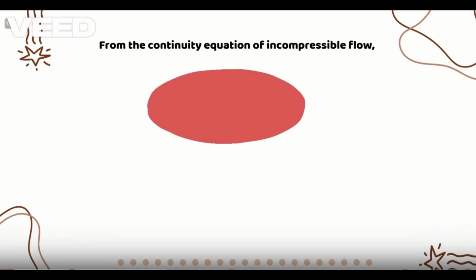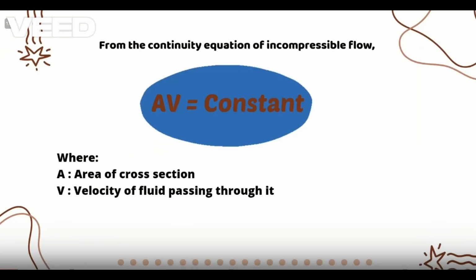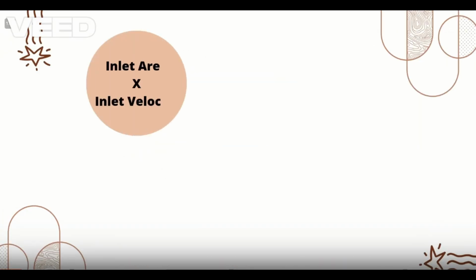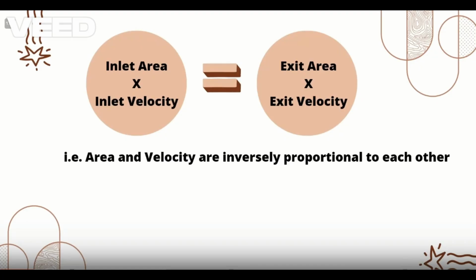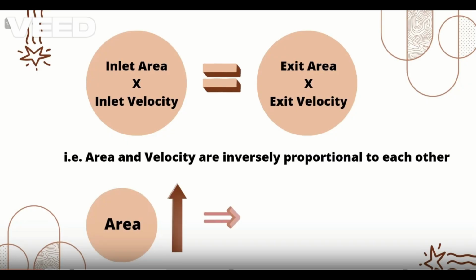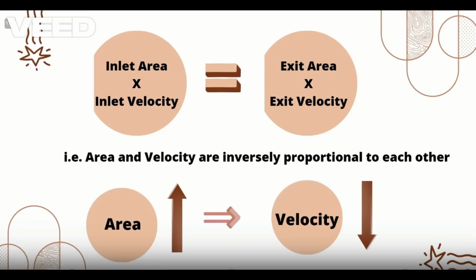Science. As we have seen from the continuity equation of incompressible flow, the product of area into velocity is constant. So that means inlet area into inlet velocity is equal to outlet area into outlet velocity. And this means that area and velocity are inversely proportional to each other. So this implies that if area increases, then velocity will decrease.